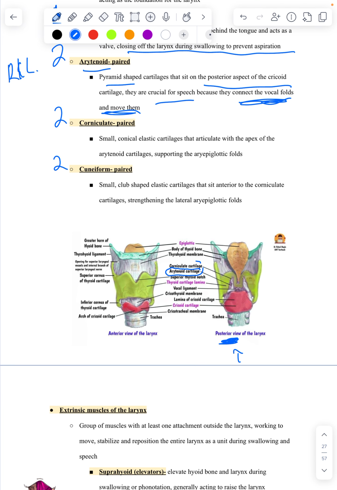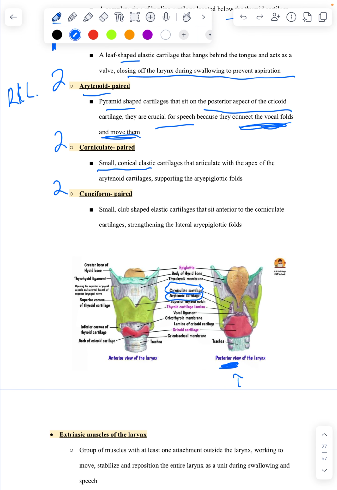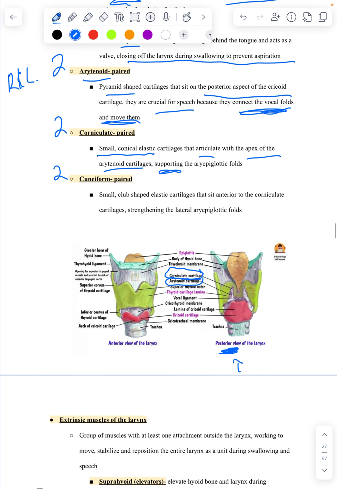If you look at your corniculate cartilage, it's this top part, technically at the apex of the pyramid, which is your arytenoid cartilage. So small, elastic, it articulates with the apex of the arytenoid cartilage. So it'll provide some support to the aryepiglottic folds. Aryepiglottic folds will have a role in both sound and swallowing. So it's important to protect that because you don't want these things to get mixed.